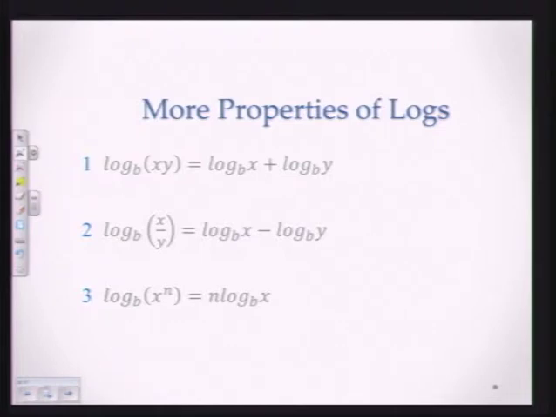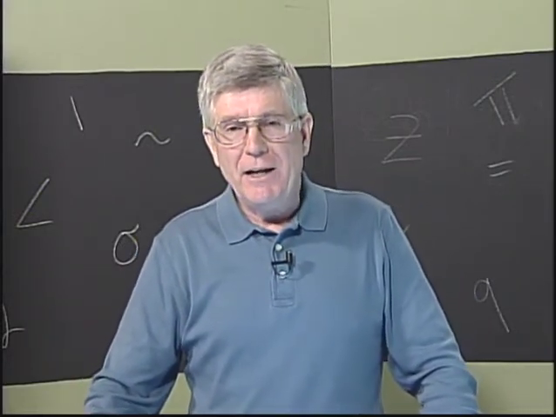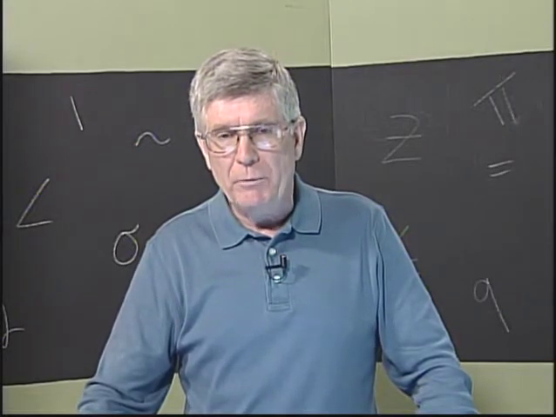The first property says that the log base b of x times y equals the log base b of x plus the log base b of y. Notice logarithms take multiplication and turn it into addition. And that was important years ago before we had graphing calculators, because if we could take a multiplication problem and turn it into an addition problem, our work would be easier.